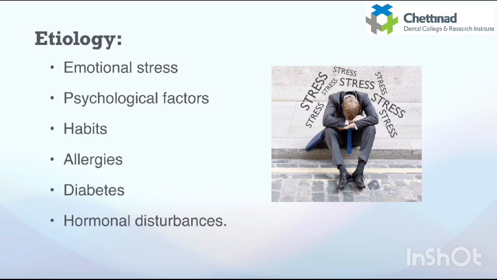Etiology. Although geographic tongue is one of the most prevalent oral mucosal lesions, there are virtually no studies available with the objective of elucidating the etiology behind this disorder. Several factors have been proposed as possible causes, such as emotional stress, psychological factors, habits, allergies, diabetes, and hormonal disturbances. However, none of these factors have been conclusively linked to geographic tongue.